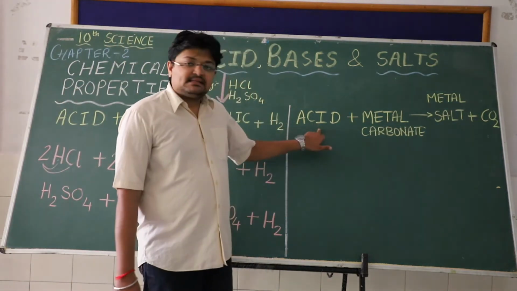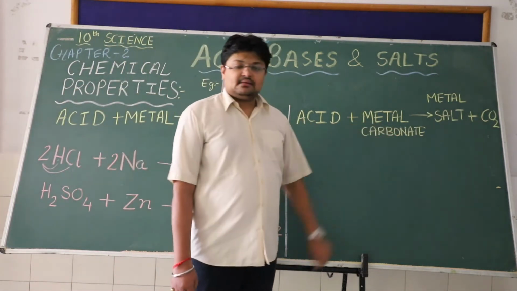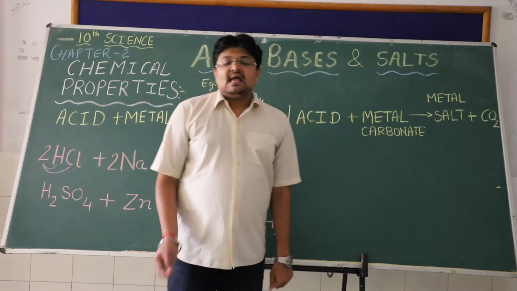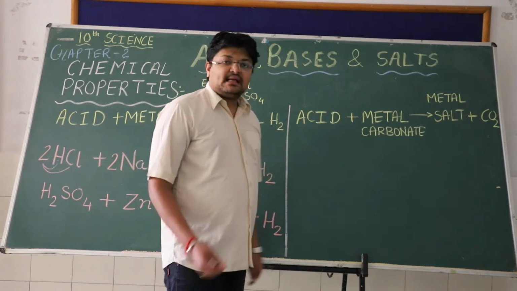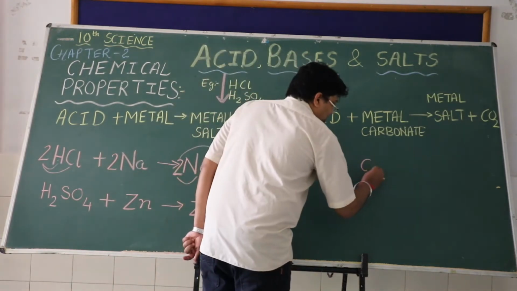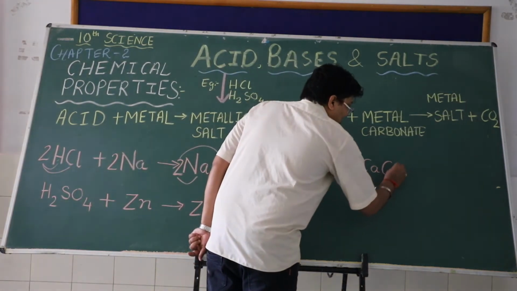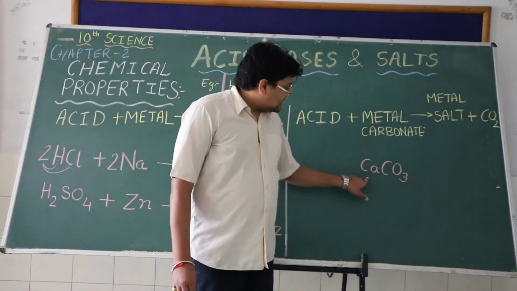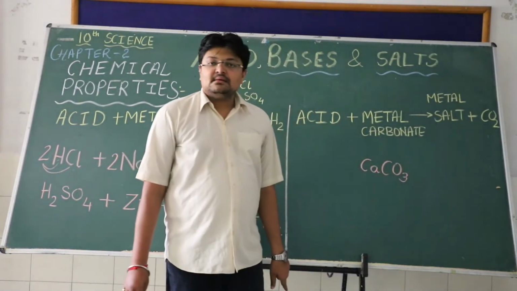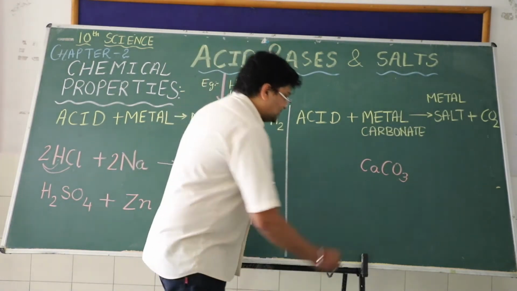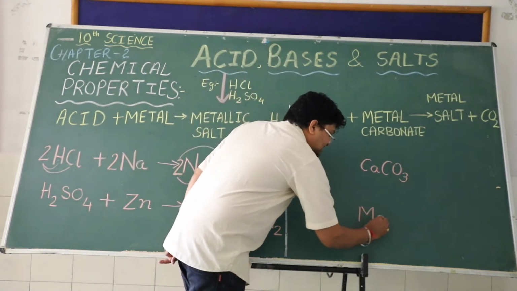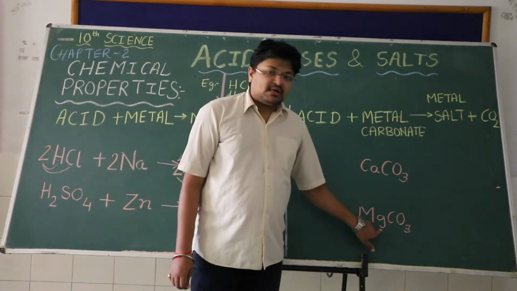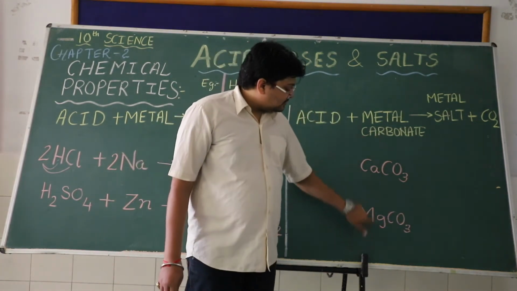Now let us go to the second chemical property of acid. What happens when acid reacts with metal carbonate? You should know what is metal carbonate. Examples of metal carbonate I can take as calcium carbonate. Calcium is a metal and CO3 is the carbonate ion. So calcium carbonate is a metal carbonate. We can also take another example, MgCO3, magnesium carbonate. This is also a metal carbonate.